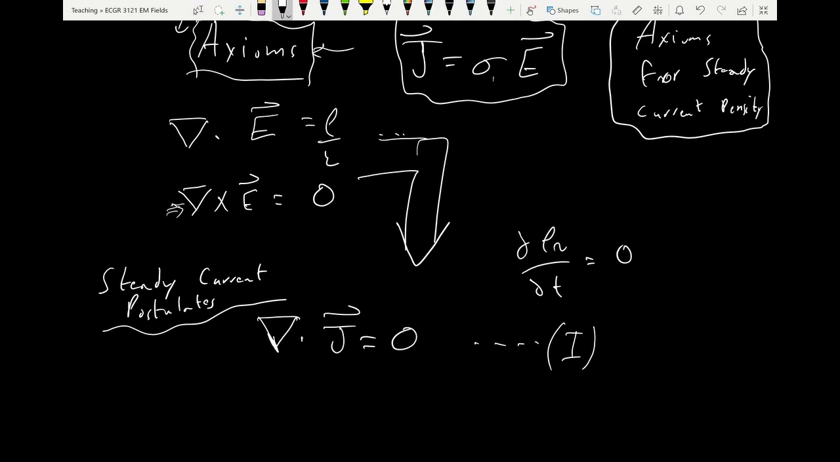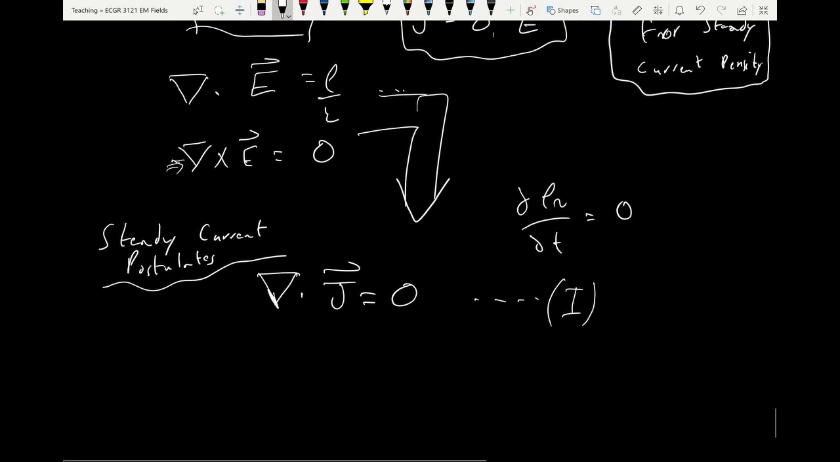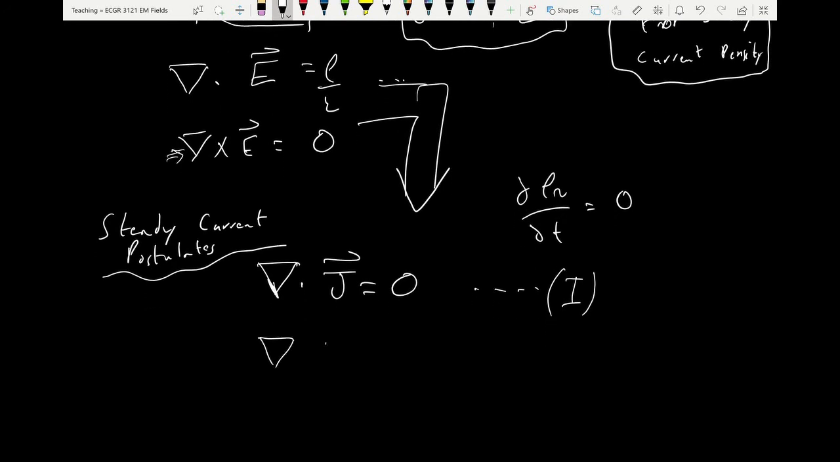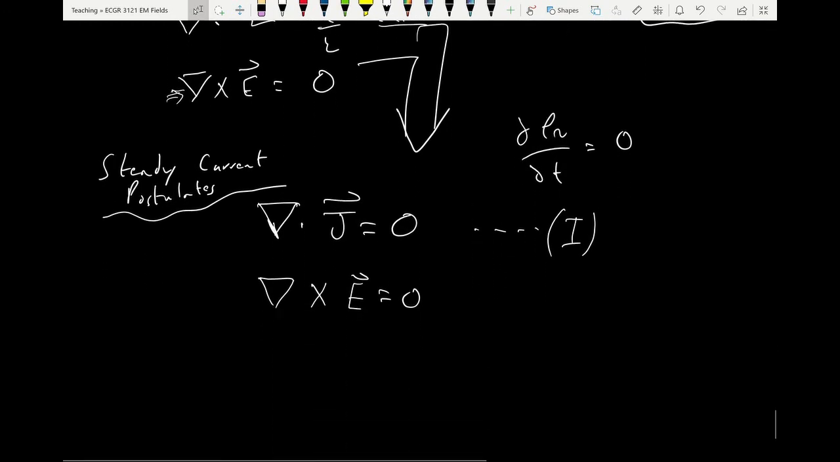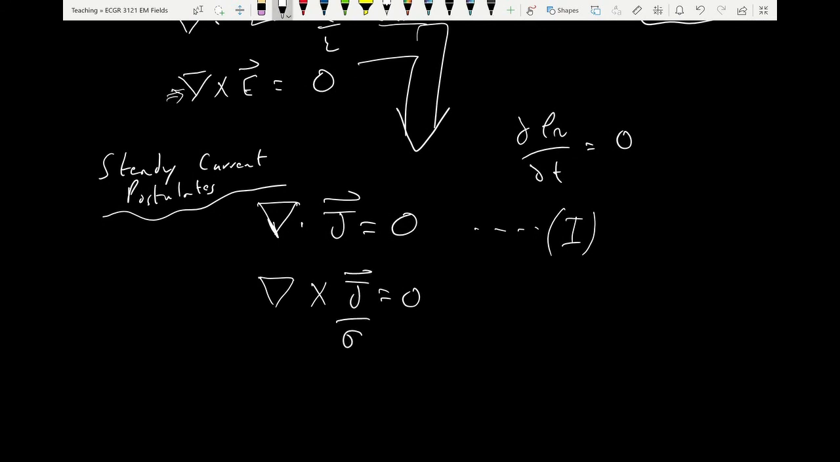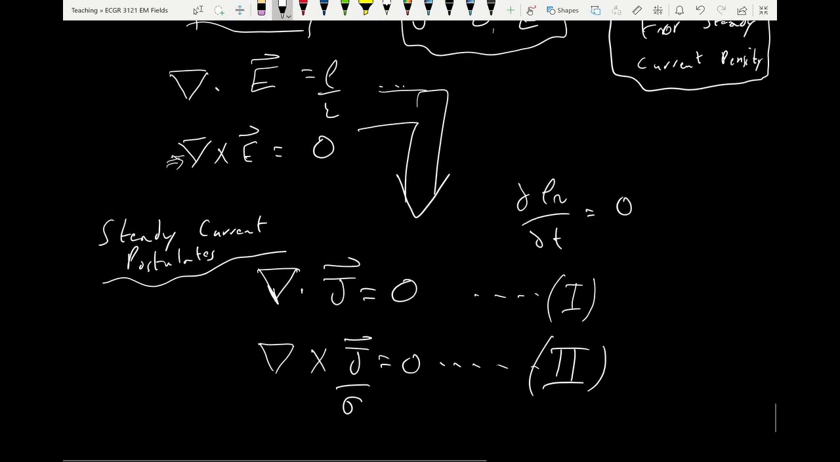The curl of E is 0. Instead of E, what's E? I use this formula, J over sigma. This is postulate 2. The curl of J over sigma is 0 and the divergence of J is 0. Now, I kind of cheated a bit.